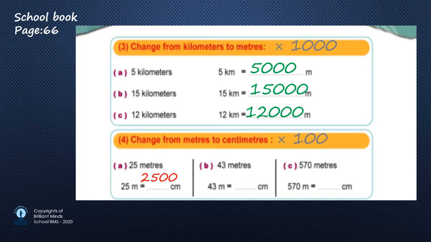Number B, 43 meters. From meter to centimeter, multiply by 100, drop 2 zeros, then multiply 43 times 1 equals 43. So the answer, 4300.